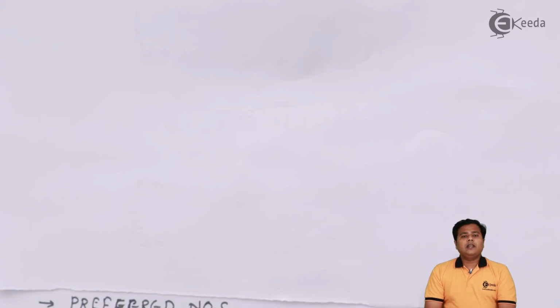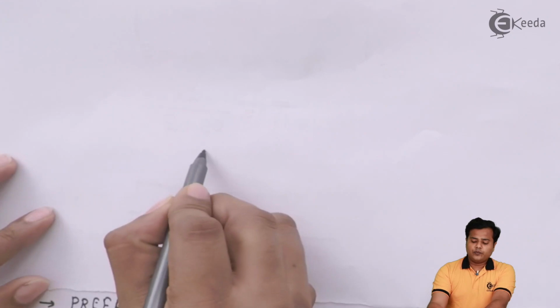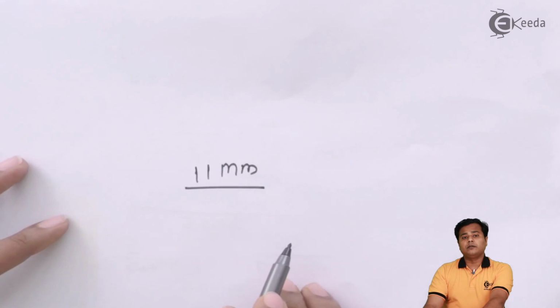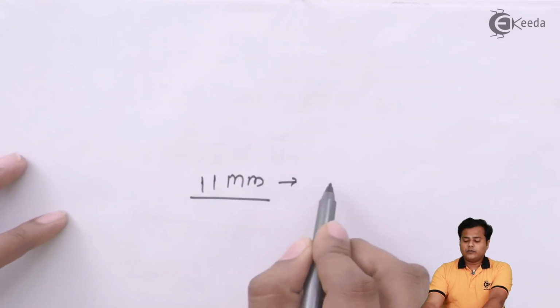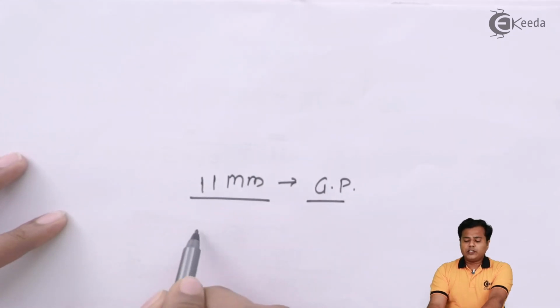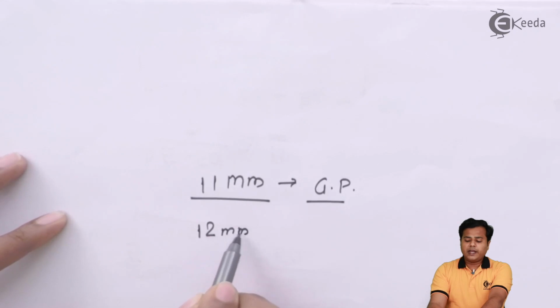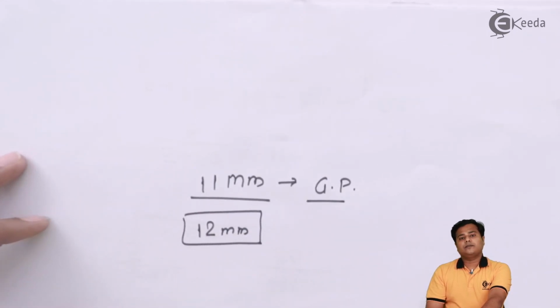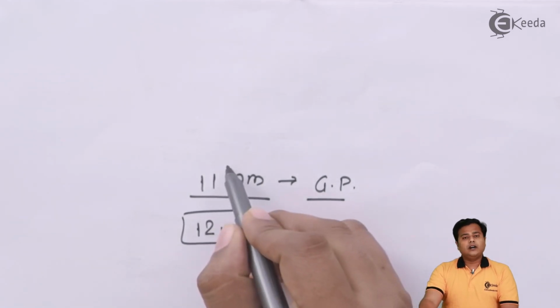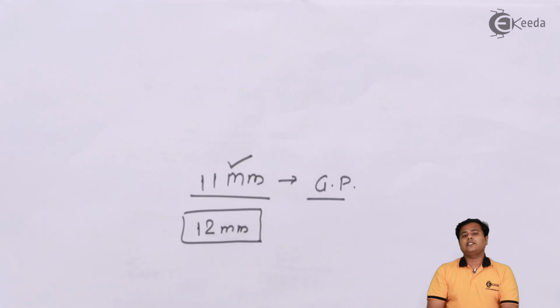For example, if 11 mm is the value suggested by the preferred numbers, by the geometric progression, and if that is not available, I'll switch to a 12 mm shaft diameter and I will use that particular product. So this kind of analogy is called preferred number or preferred series, right? We use the ones which are available, because we can't afford the manufacturing of an 11 mm shaft separately in such a case.